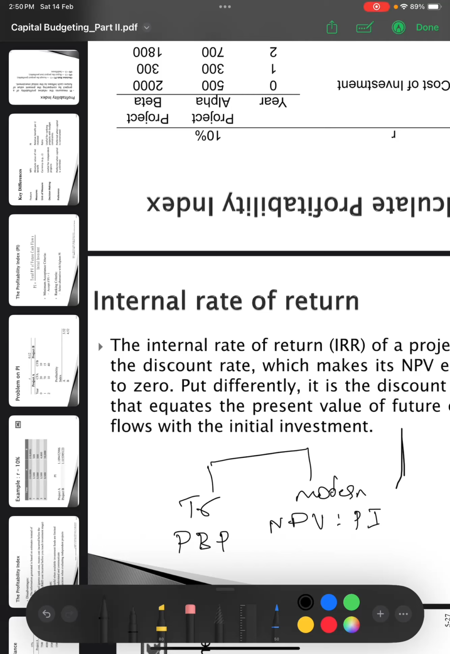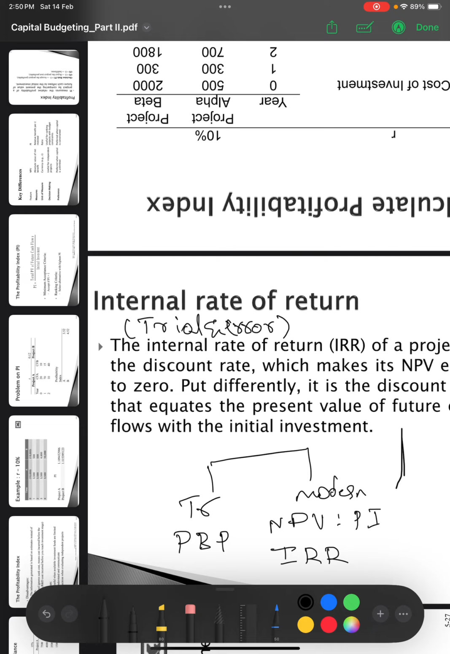Important technique what we are going to see today is internal rate of return. So what is internal rate of return? Internal rate of return is also called the trial and error method. Why do we call this the trial and error method?